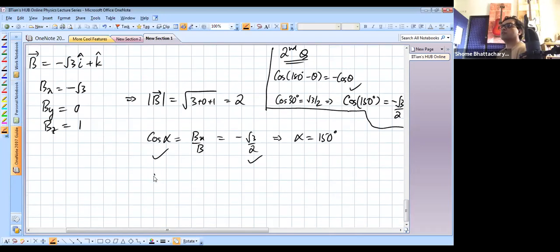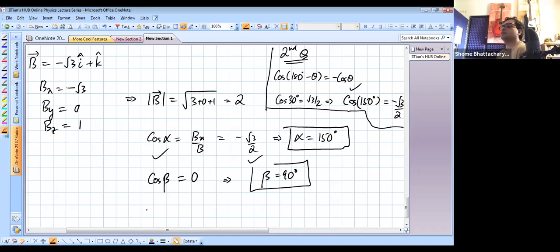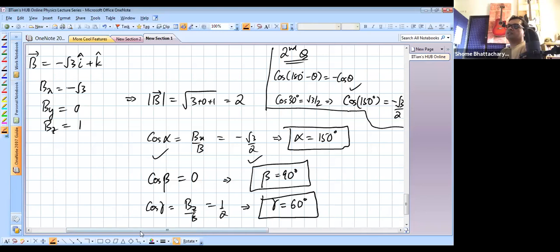Similarly, you can see cos beta is 0. So obviously that means beta is how much? It is 90. So this is 150, this is 90. And cos gamma is bz by b, which over here becomes how much? Half. That means gamma is how much? It is 60. So these are the values of alpha, beta and gamma.